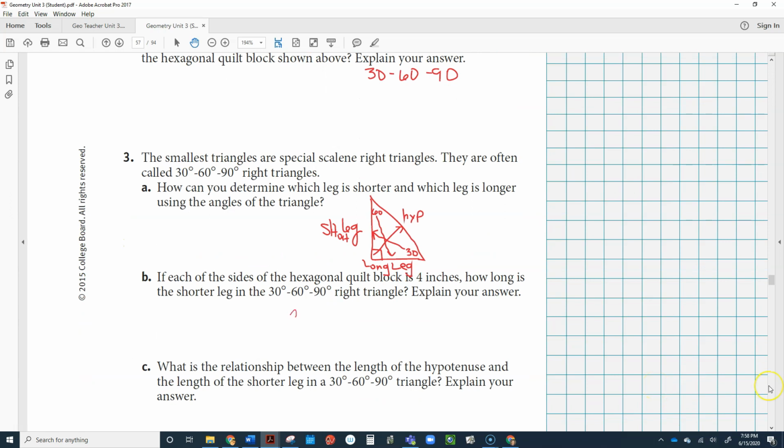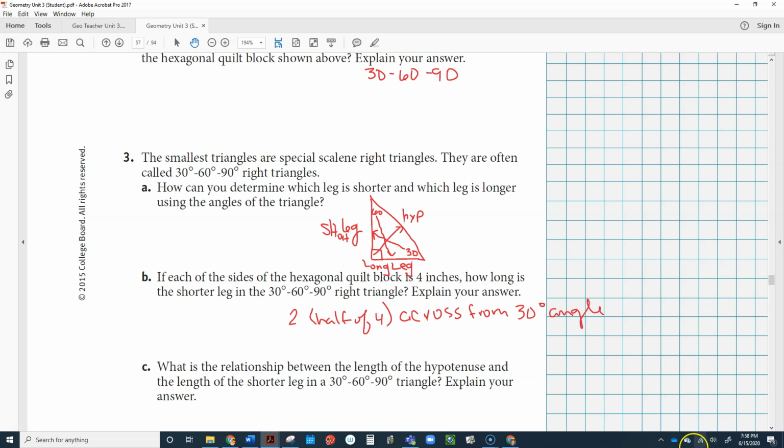Explain your answer. It's 2. And the explanation is it's half of 4, and it's across from the 30-degree angle.